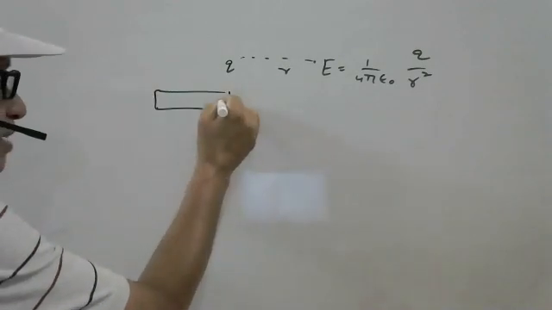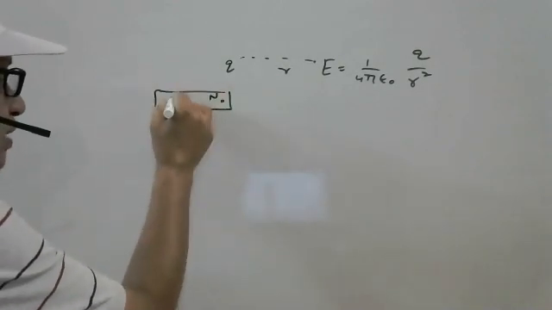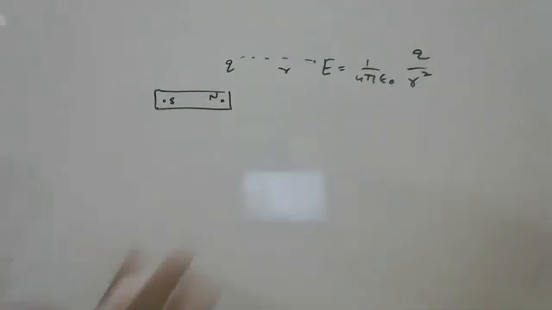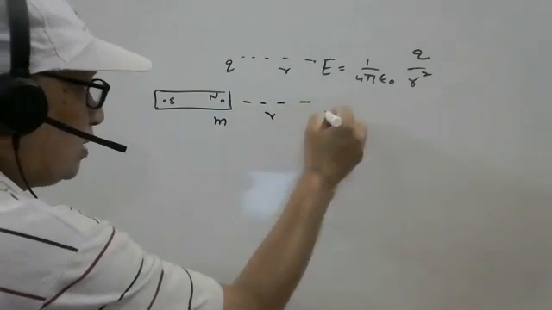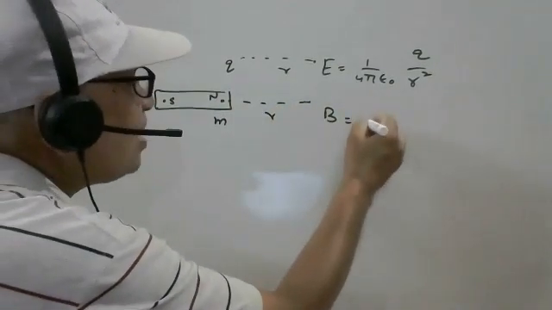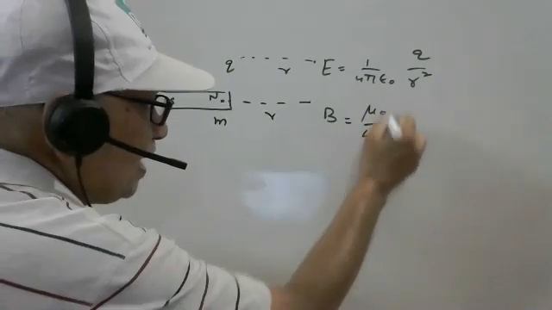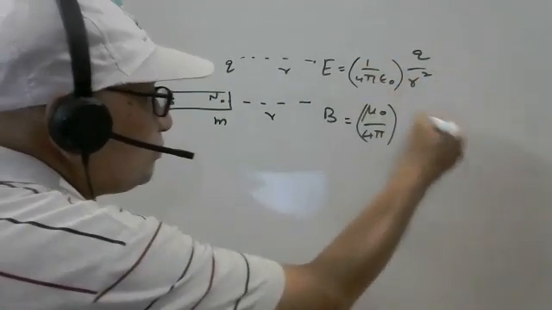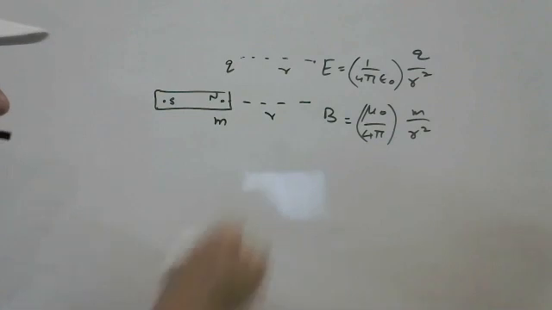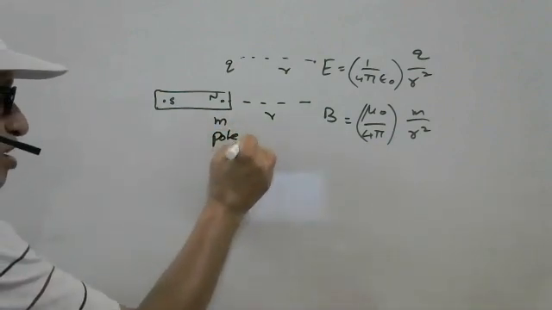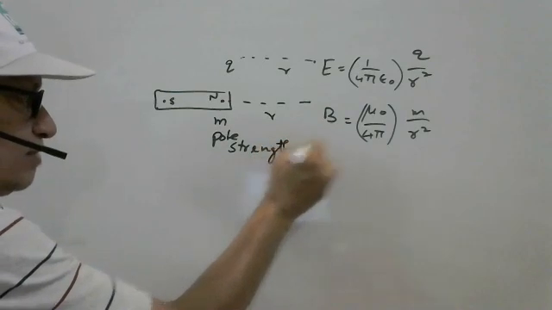If it is a magnet, first of all, let us say what is a magnet here. This is the north pole, this is the south pole, and M is the pole strength. At a distance of r, the magnetic field is given by a constant, mu naught upon 4 pi, just like in the electrical field, times M upon r square, where mu naught is the permeability of the vacuum or free space, and M is the pole strength. So the formula for magnetic field is given by this.